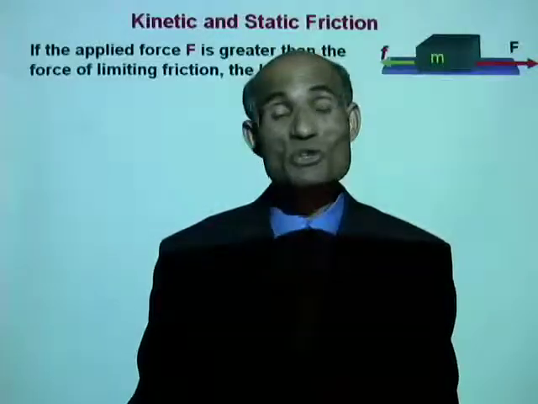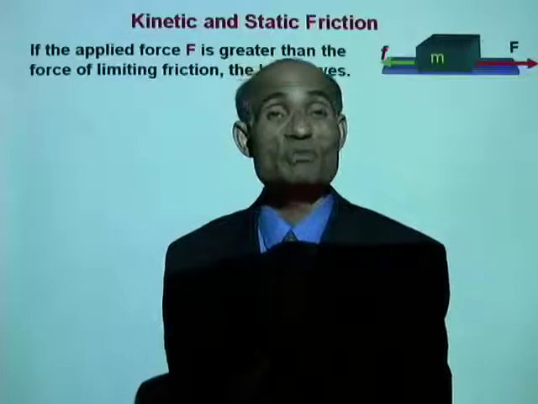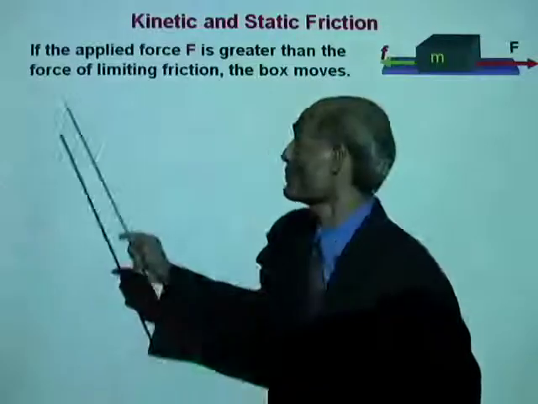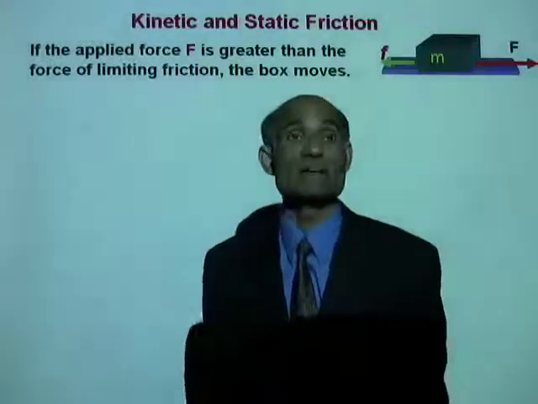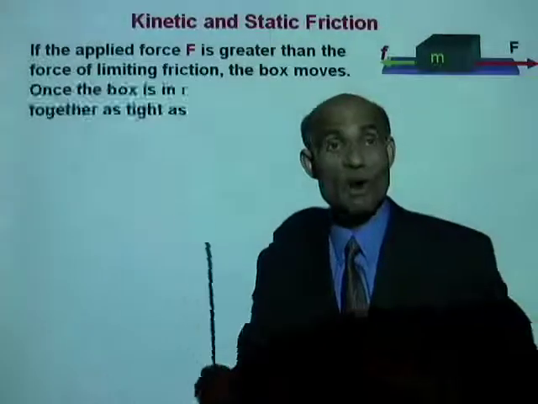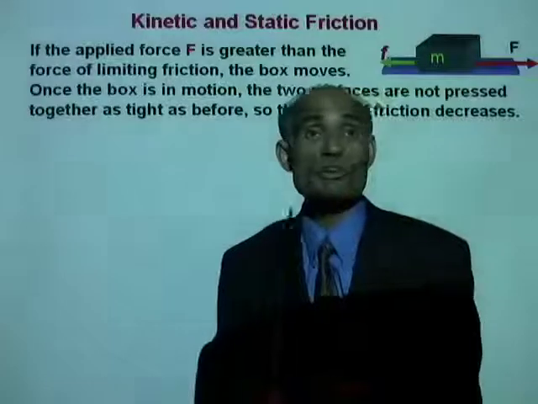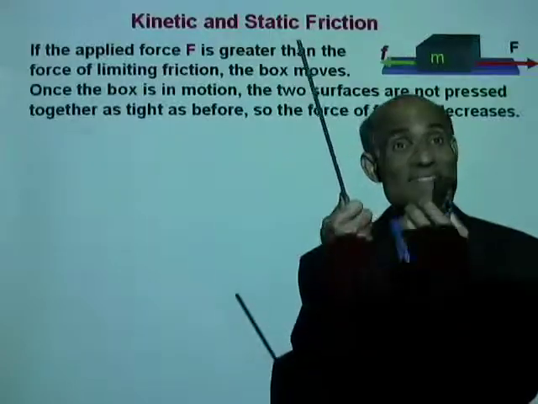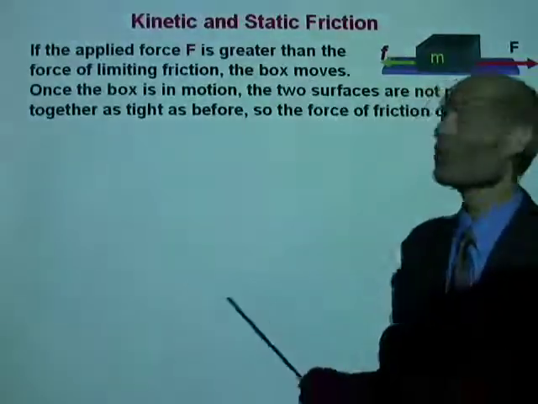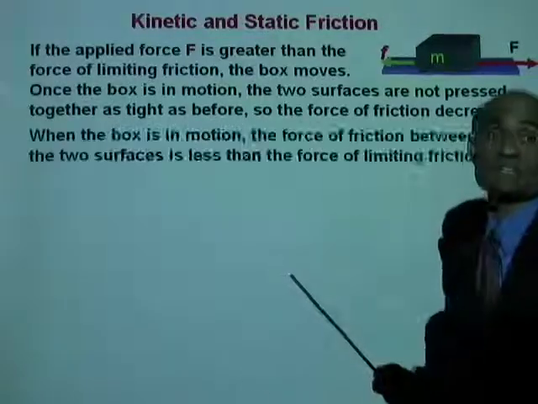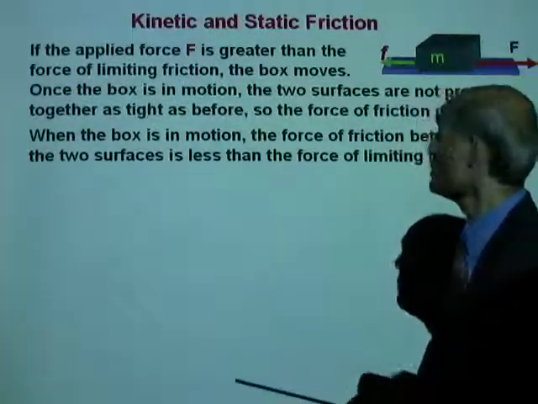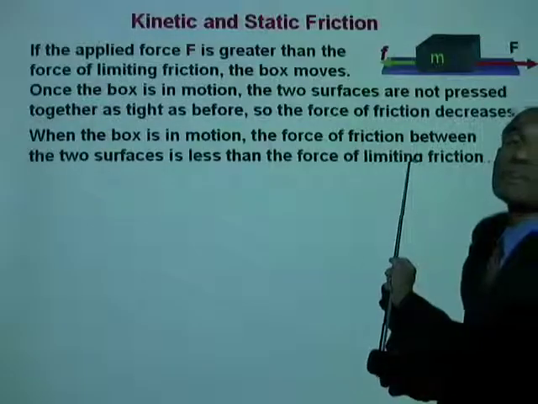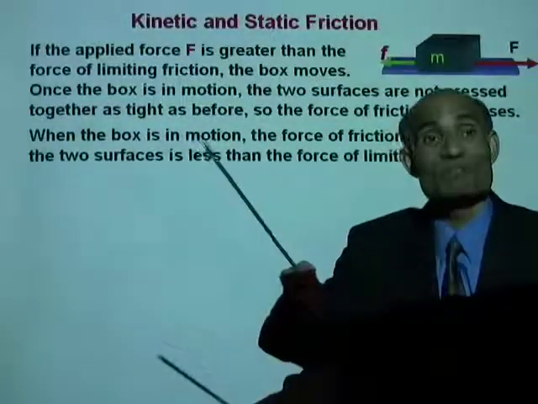Alright. Now once you are able to overcome the friction between two surfaces, then one surface will begin to move over the other. If the applied force F is greater than the force of limiting friction, the box will move. Once the box is in motion, the two surfaces are no longer pressing together as tight as before, so the force of friction therefore decreases. When the box is in motion, the force of friction between the two surfaces is less than the force of limiting friction before they started moving.